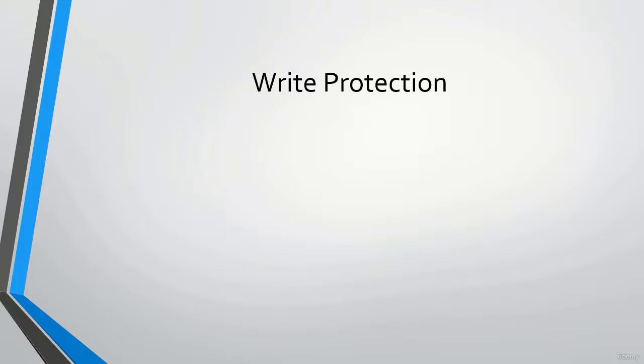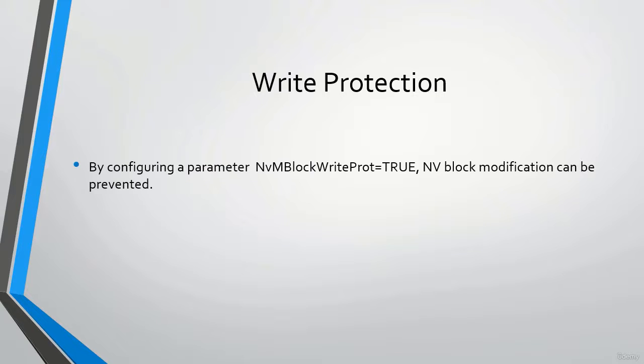Let's look at the write protection feature of NVM. If we configure the parameter NVM block write protection and set it as true, then we can prevent NV block modification. If there is some value that we don't want modified, we can set this parameter for that block, and then the block modification can be prevented. Note that the RAM block can still be modified. We are protecting the NV block, not the RAM block. Just remember that there is a difference here: for the NV block we are giving write protection, but that doesn't mean the RAM block is also protected.